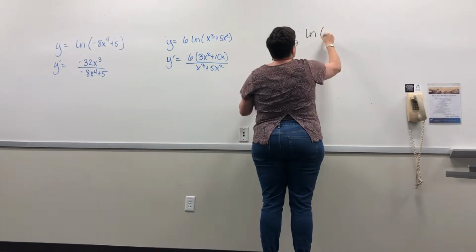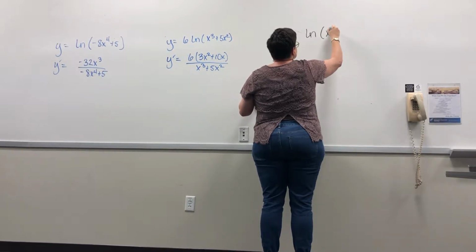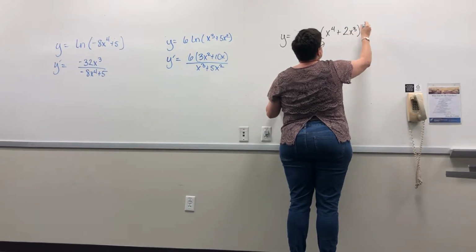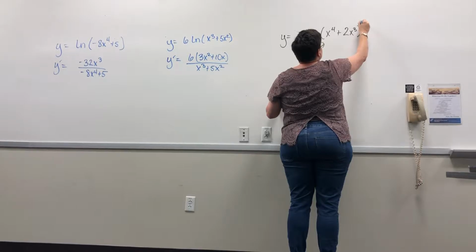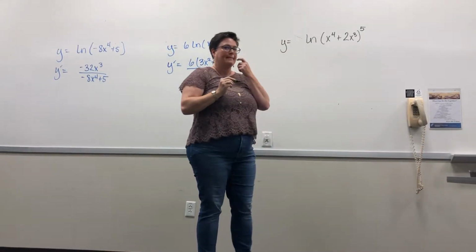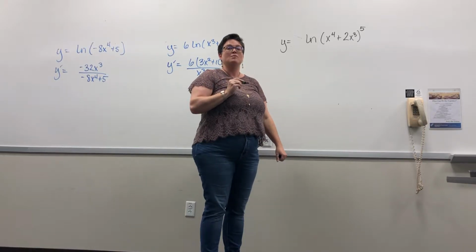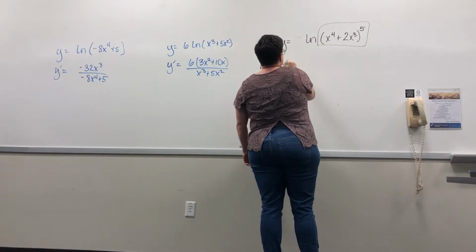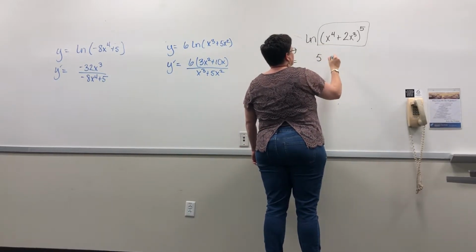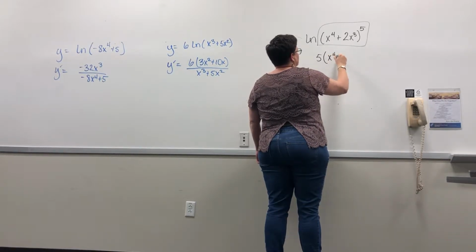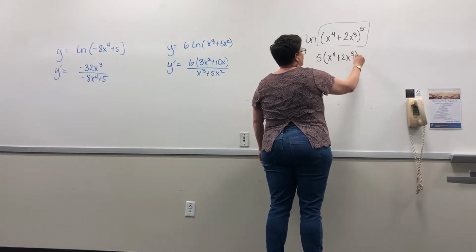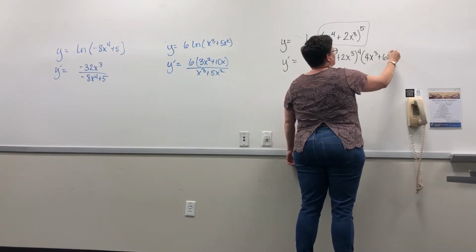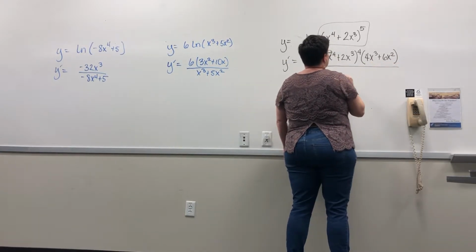Y equals the natural log of x to the 4th plus, let's say 2x cubed, and this was to the 5th power. It's the power rule, right? What's the derivative of this, guys? 4x. How about 5 junk to the 4th times the derivative of the junk divided by the original function.